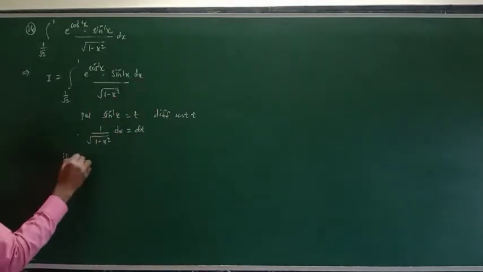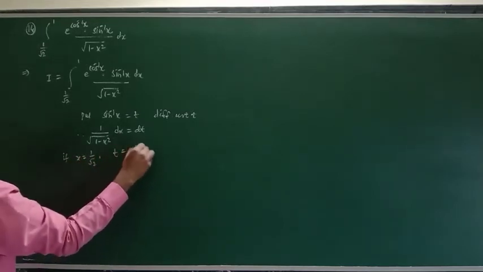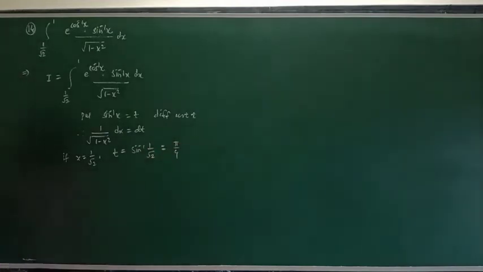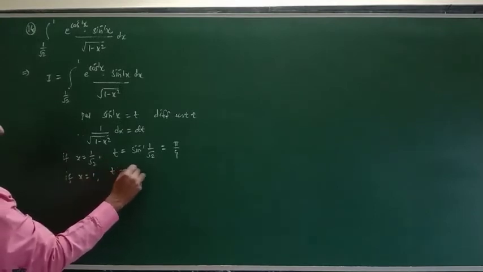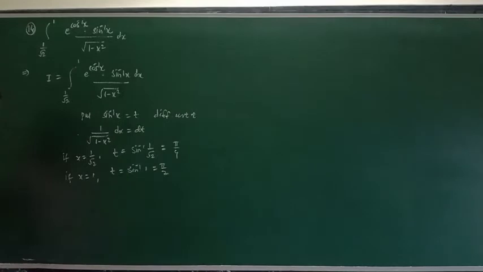Also, the limit gets changed. If x is equal to 1 upon root 2, then t is equal to sin inverse 1 upon root 2. So its value is pi by 4. And if x is equal to 1, then t is equal to sin inverse 1, then it is pi by 2. So the definite integral limits change, and are from pi by 4 to pi by 2.